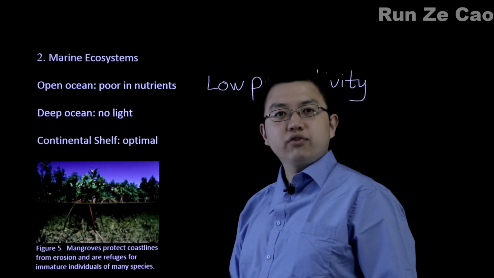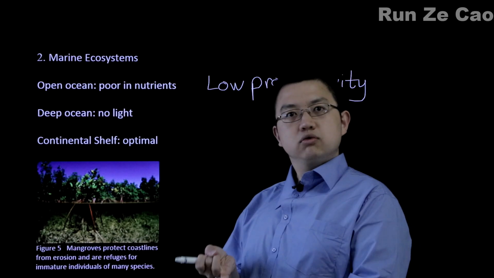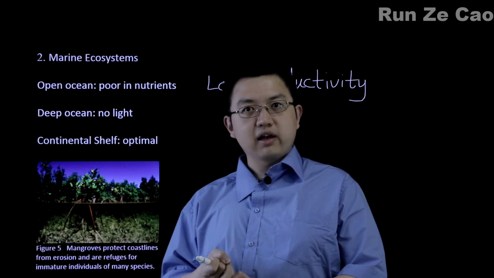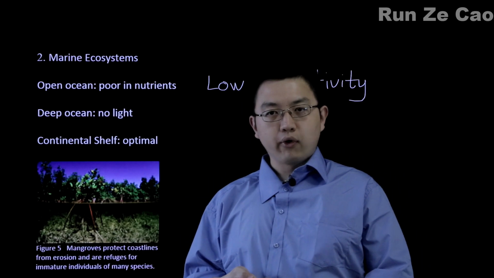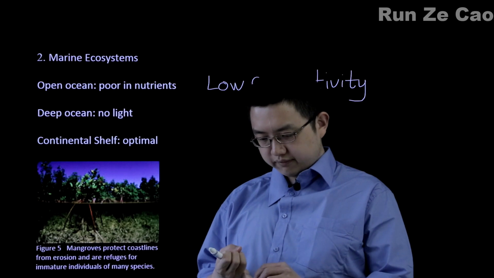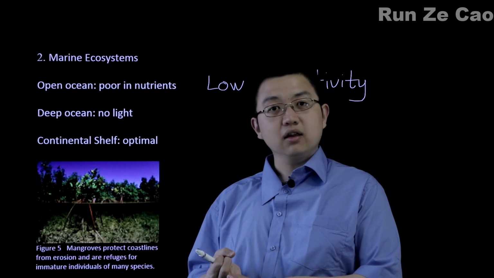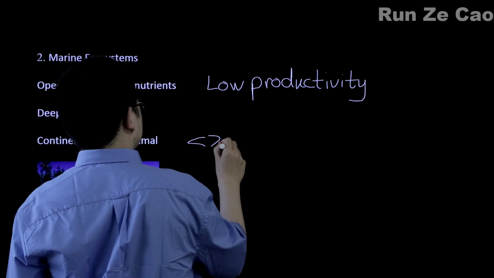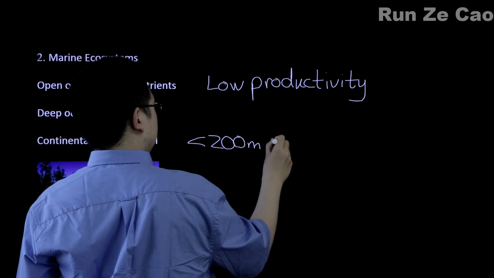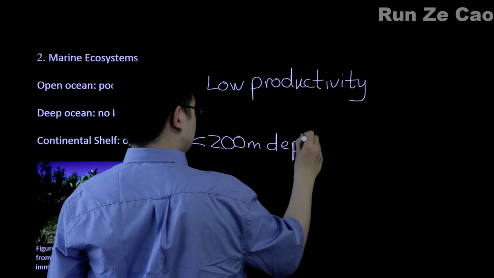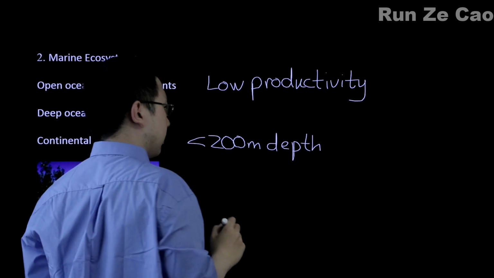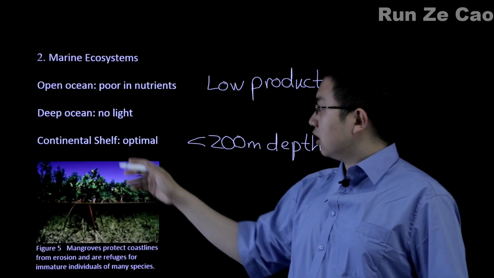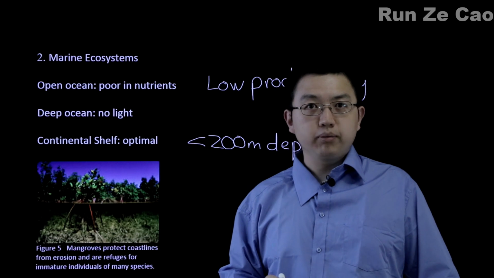Now, continental shelf. Well, we are next to a continent. We have nutrients. Okay, so we even have sediment that's filled with nutrients and minerals pouring out onto the continental shelf. All right. Do we have light? Yes. Continental shelf is typically around 200 meters depth. Well then, that means there's photosynthesis. And so the continental shelves are the most productive parts of the ocean.